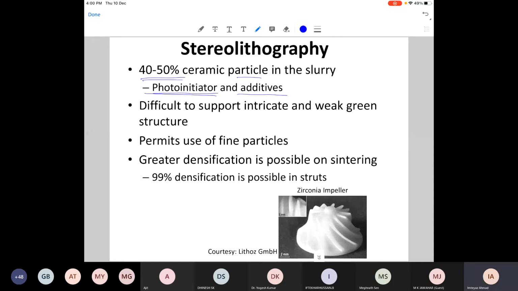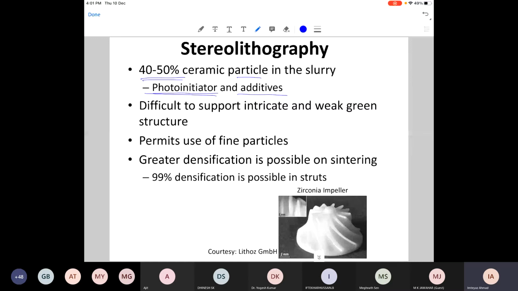And since this is just built on layer-wise polymerization, a very freestanding structure with very thin support will not withstand, and that's why it's generally fragile. So generally people build well-supported structures by this process. And a good part of this process is that since we have already added some polymers and the distance between particles is large, the reason being we have added about 40 to 50% binders, photo initiators and other additives, we can use all fine particles in this case.